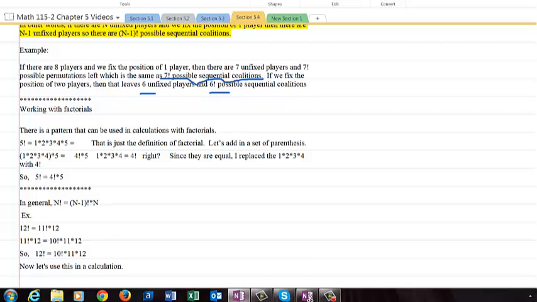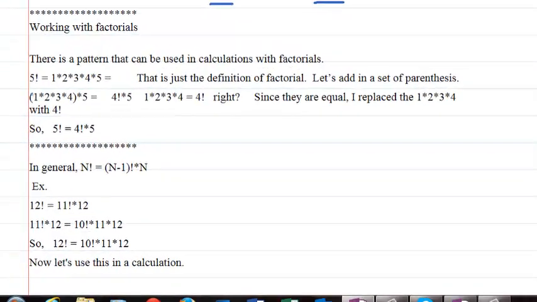Okay, let's do something a little different, working with factorials. There's a pattern that can be used in calculations with factorials. 5 factorial equals 1 times 2 times 3 times 4 times 5. Right? That's just the definition of factorial. Let's add in a set of parentheses.